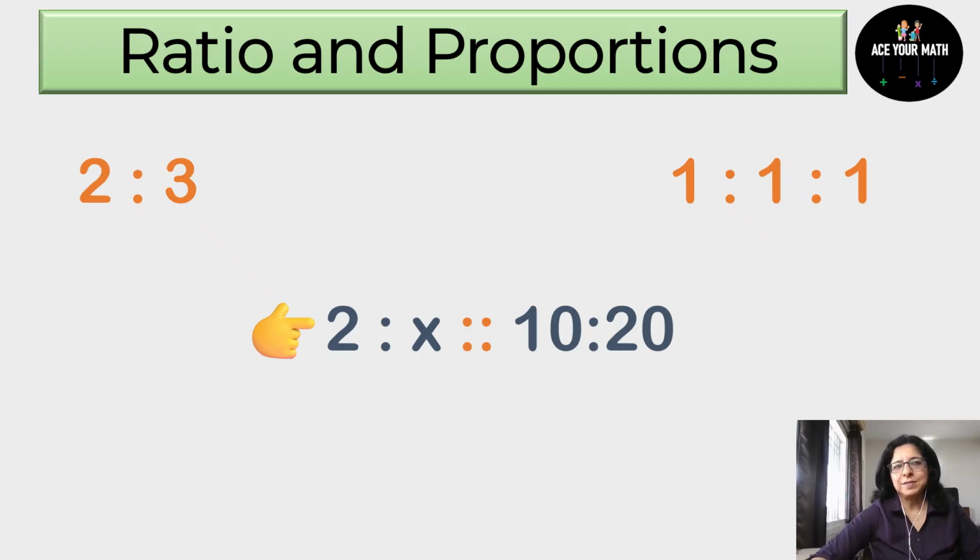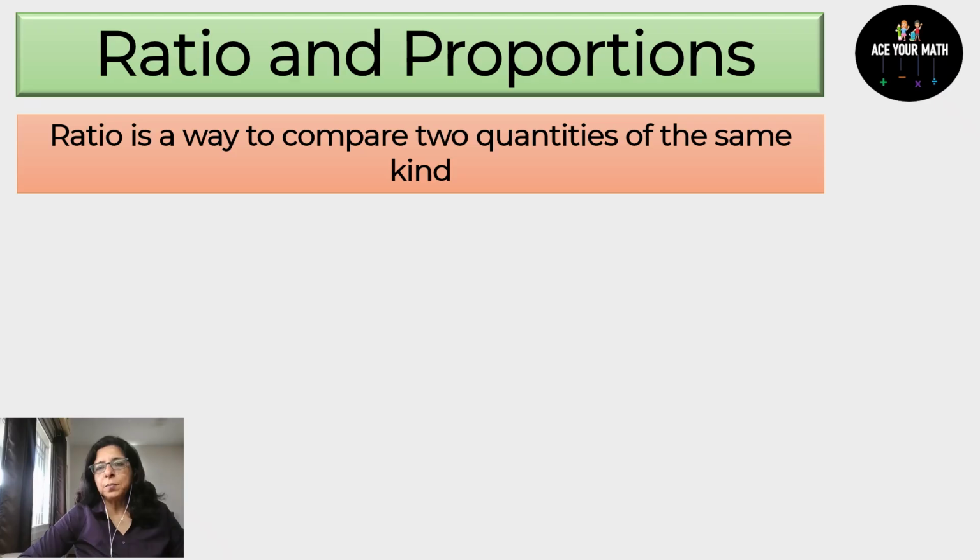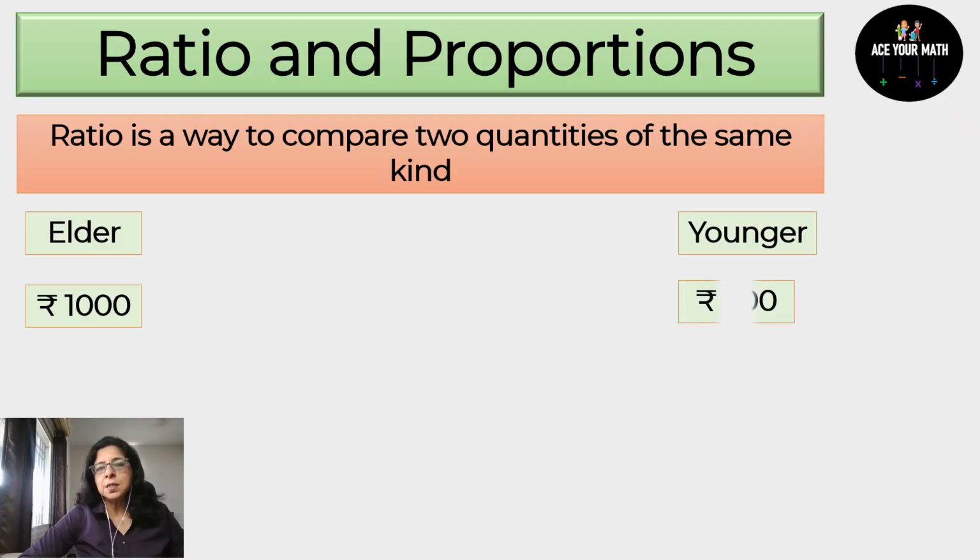Let's start. Now let's see the definition of ratio. See, ratio is a way to compare two quantities of the same kind. We'll understand this by taking an example. So I'm taking the example of pocket money. Let's say the elder sibling gets pocket money as rupees 1000, and the younger sibling gets pocket money as rupees 500. Now we are comparing their pocket monies by using ratios. And in a ratio, you can only compare when they are of the same kind. See, both pocket monies are in rupees, so you can compare them.